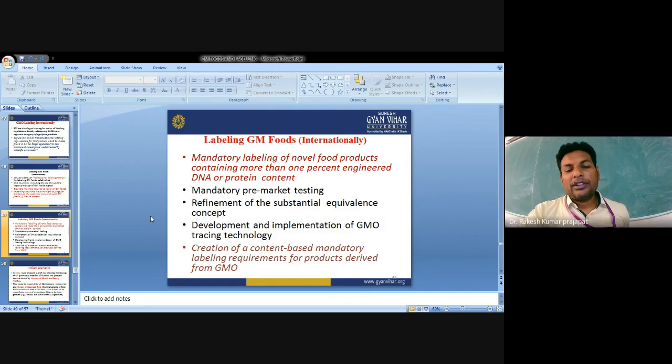Refinement of the substantial equivalence concept. There is a need for the substantial equivalence concept. The concept explains nutritional composition, the comparison between GM and non-GM at the compositional level. Development and implementation of GMO tracing technology. Creation of content-based mandatory labeling, which is required for products derived from GMOs.